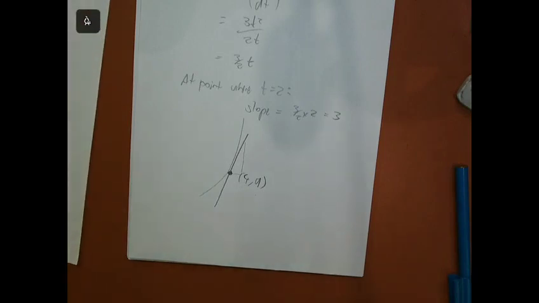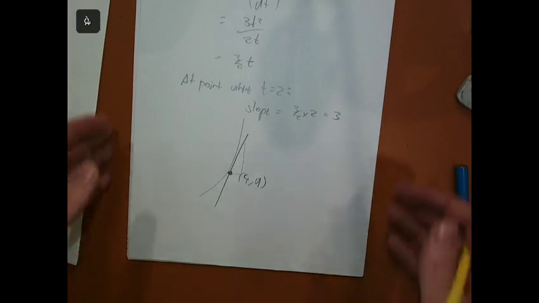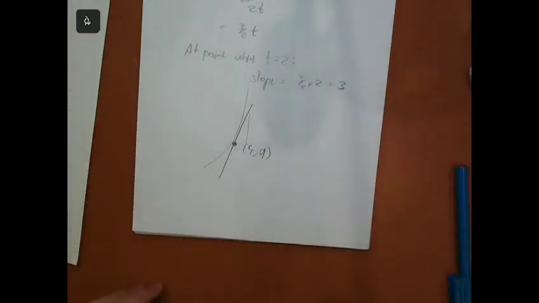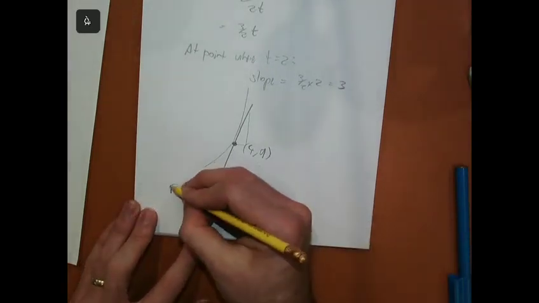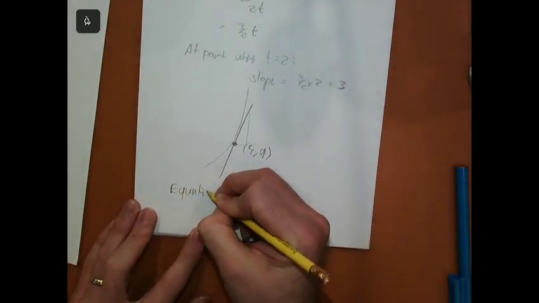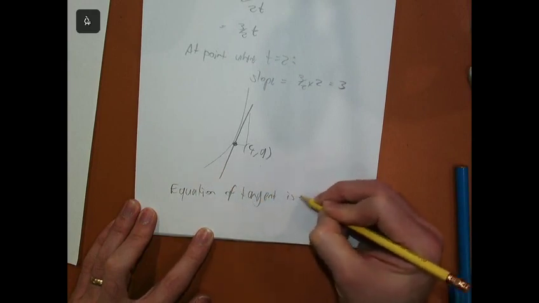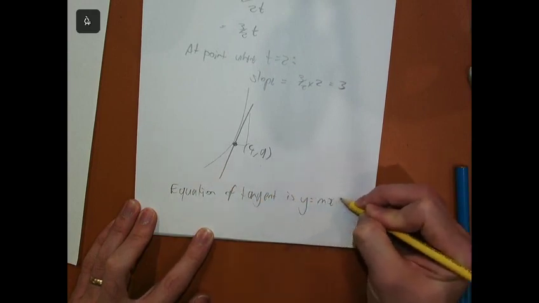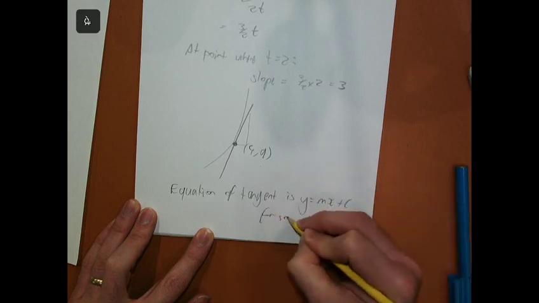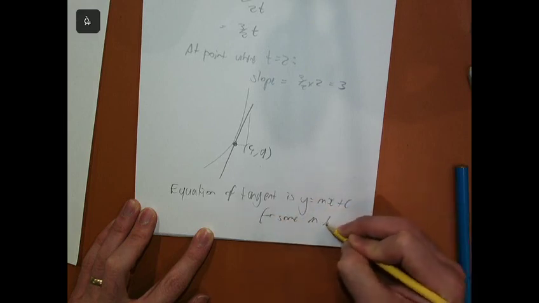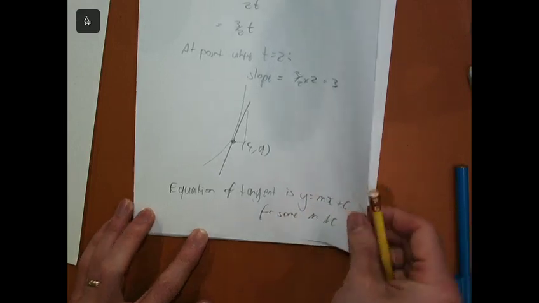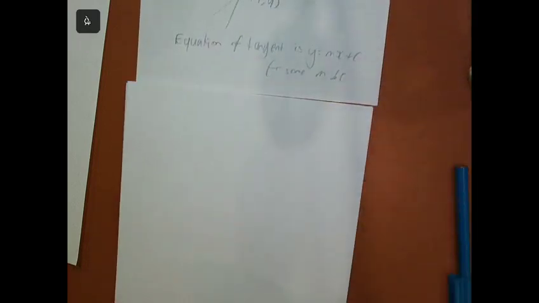There we go. Now I could, if I wanted to, calculate the equation of that tangent. This question didn't ask me to, so in an exam I wouldn't, but just for completeness' sake so that you can see how it's done. So, equation of tangent is y equals mx plus c for some m and c. Okay. Now we know what m is. m is the slope, and we've just figured that out.